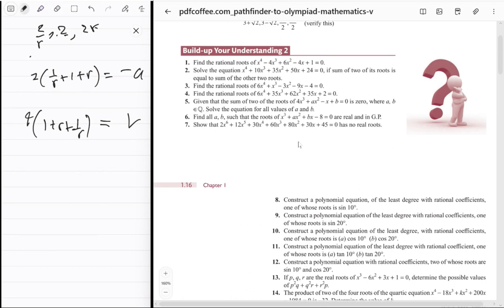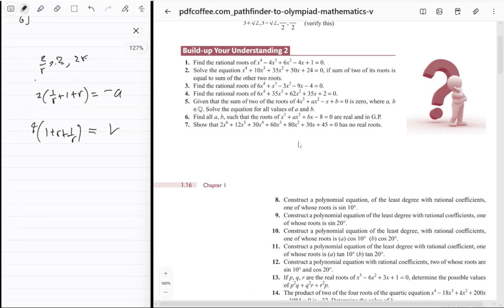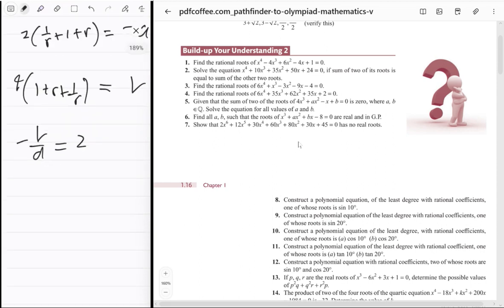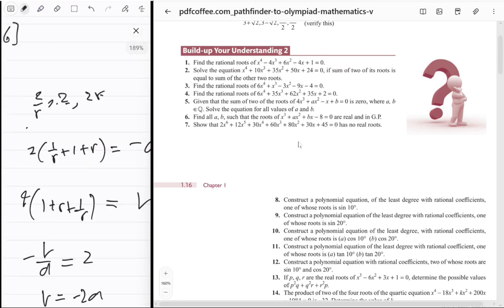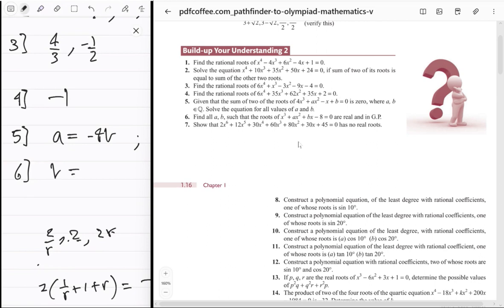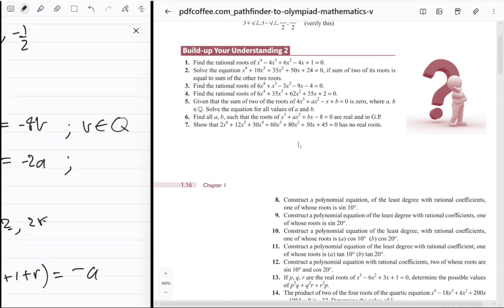Okay, cool. So just dividing this, we get negative b upon a is equal to 2. So b is just equal to negative 2a. I should be doing it. So b equal to negative 2a. a is any rational number.